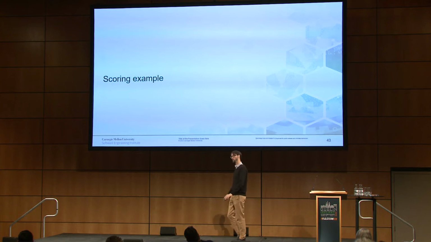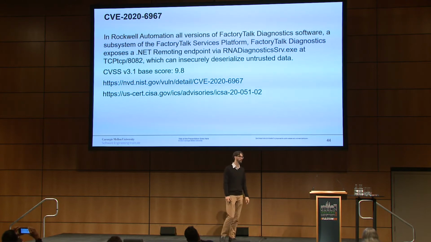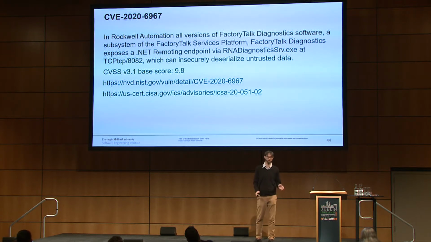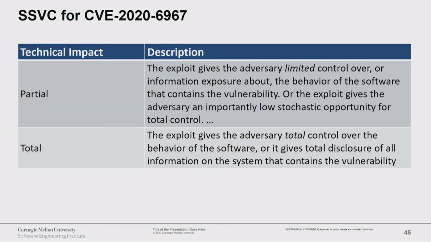Okay, we will now go through a scoring example. So here's a Rockwell vulnerability. To be honest, I haven't wanted to update the example because I want to try to be consistent. So this is 2 years old now. But this had a base score of 9.8. People were sort of cranky about that because it doesn't really make sense that this is that important. But here we are. So how do we score this?